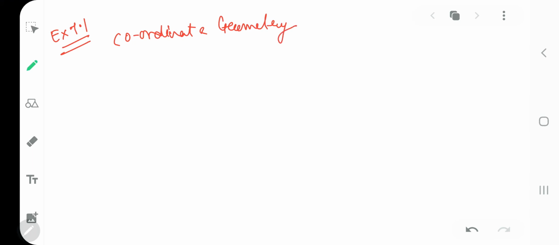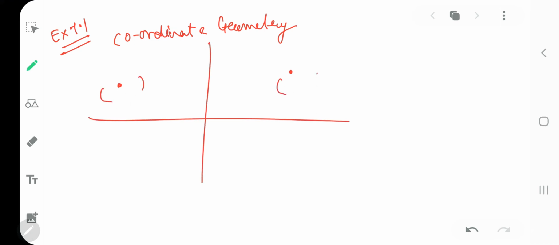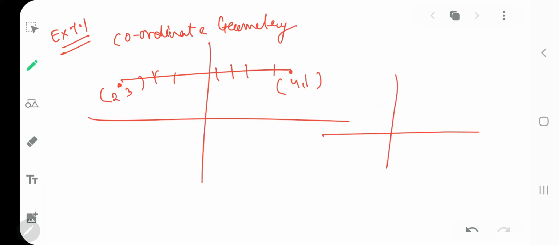Dear kids, now suppose I give you 2 points and I give you the coordinates. This is your graph, and if I give you the coordinates of the points, for example 2, 3 and 4, 1, how to find the distance between 2 points on a graph? OK, this is straight, so you can count blocks and find the distance between them. But if you have a slope like this, suppose this is the point and this is the point, how will you find the distance between these 2 points?